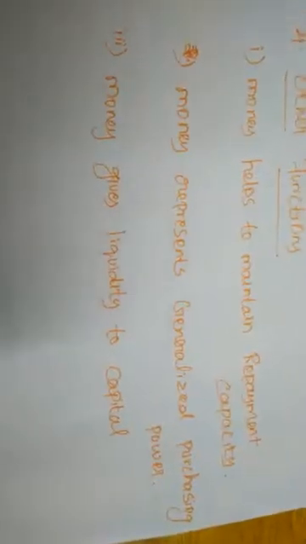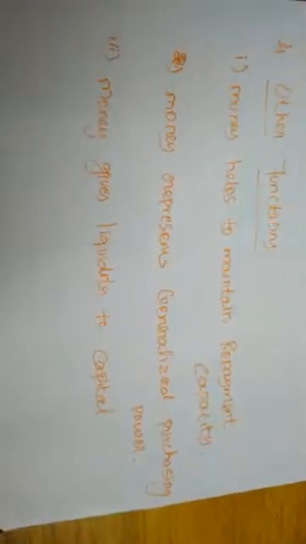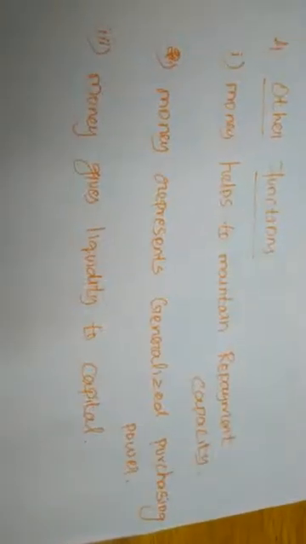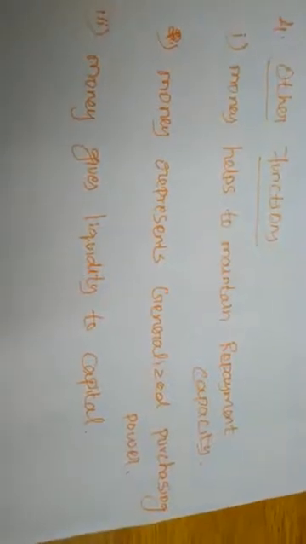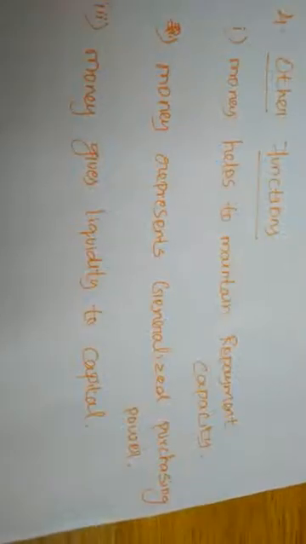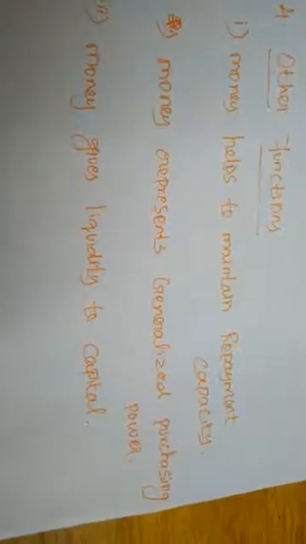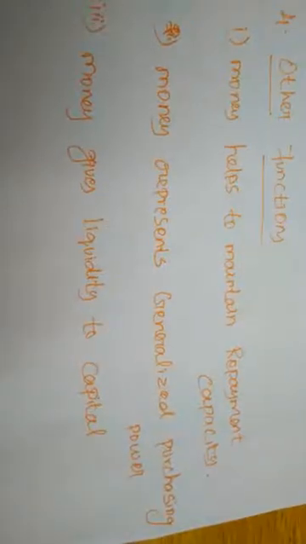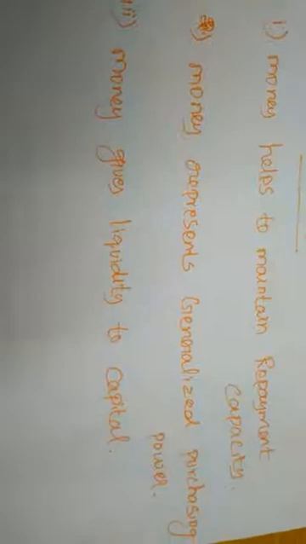Right? Next, money represents generalized purchasing power. If the consumer wants to purchase any commodity, it is very easy, because when they have enough money, they can easily purchase what they want. Next, money gives liquidity to capital.